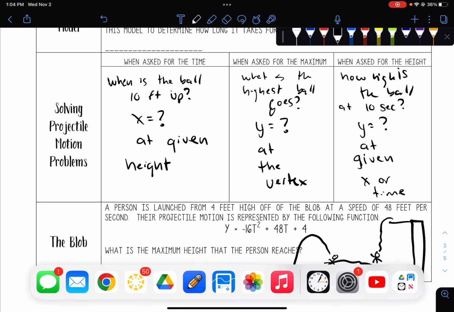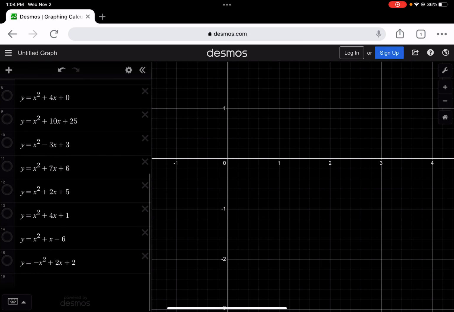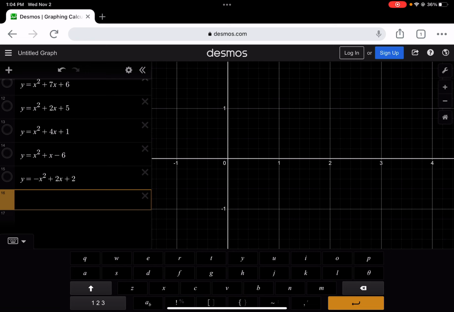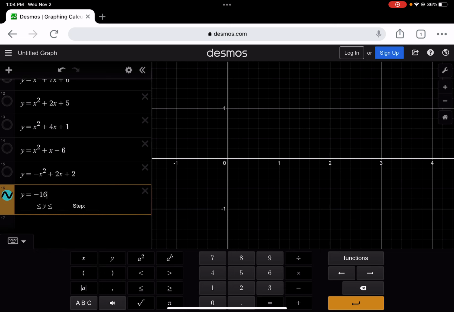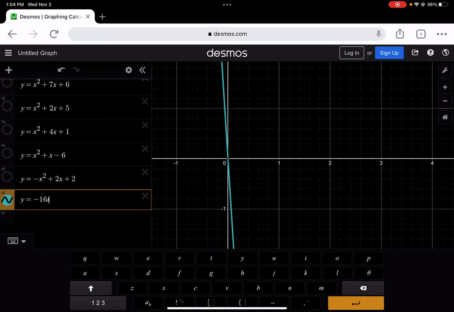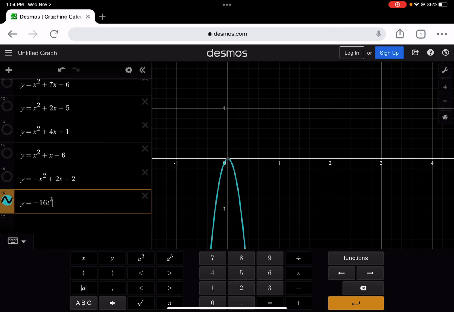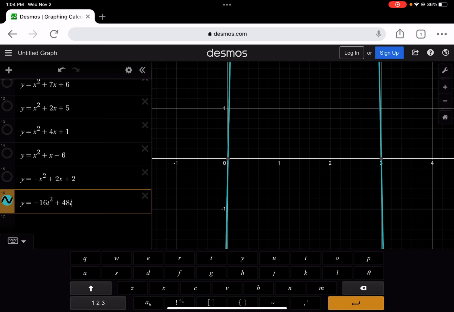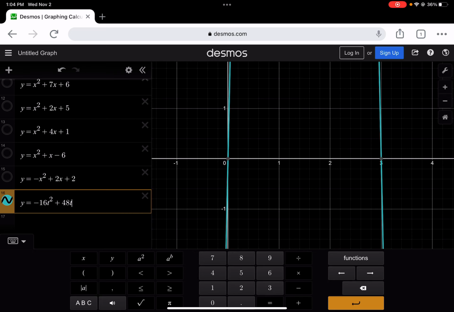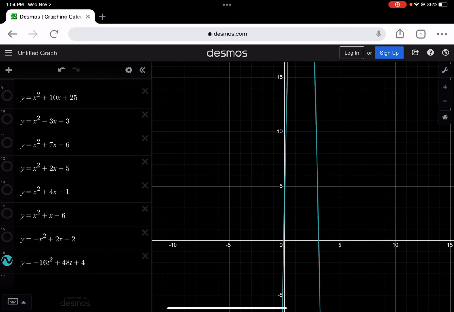All right, well, let's go to Desmos. I've got a lot of functions in here, but let's make a new one. I'm going to write y equals, and again, it gave me the function. I don't even have to come up with it myself. Y equals negative 16 t squared plus 48t. I'm just copying the function it gave me, plus 4. Okay, so when I look at it, this is what the graph looks like, okay?